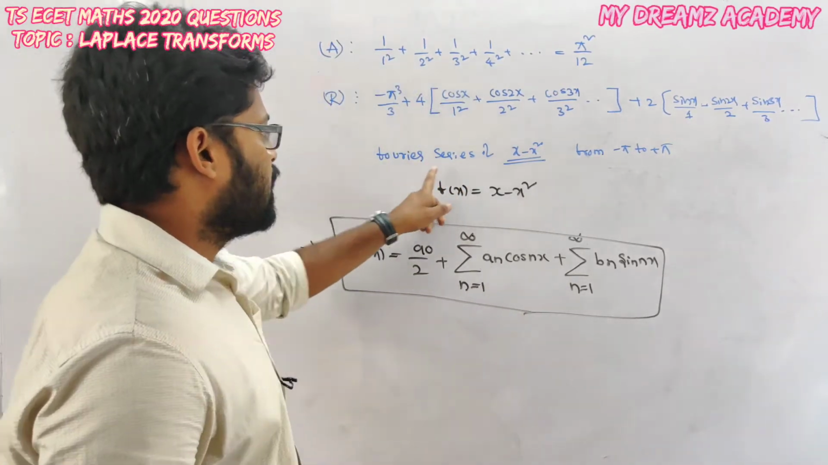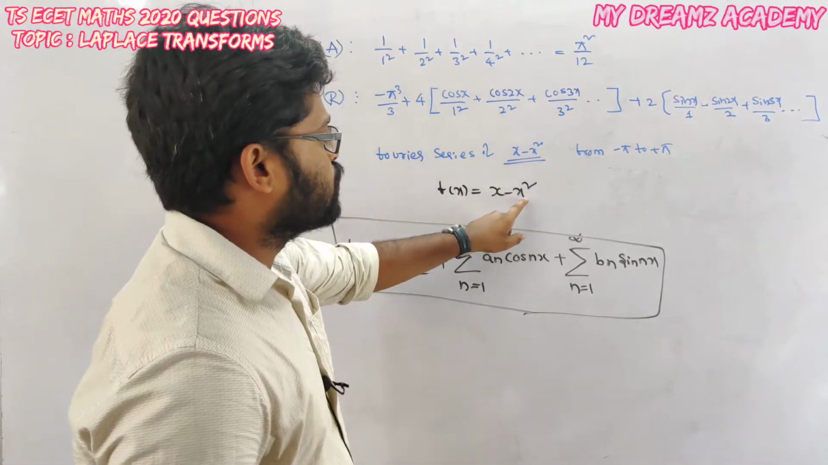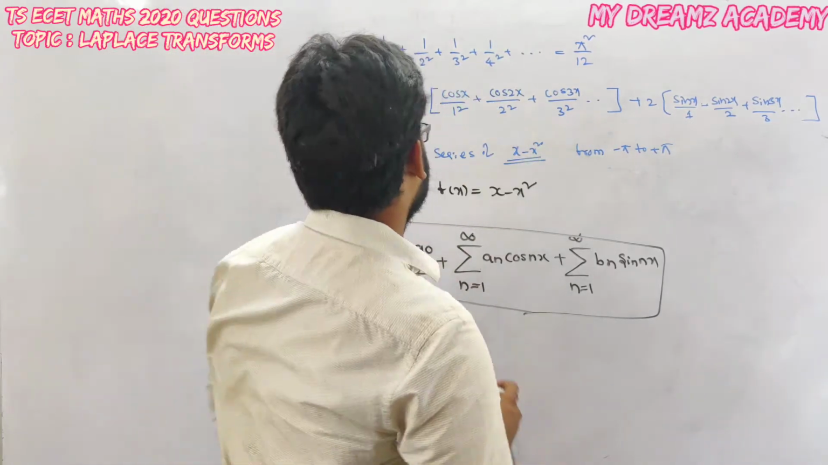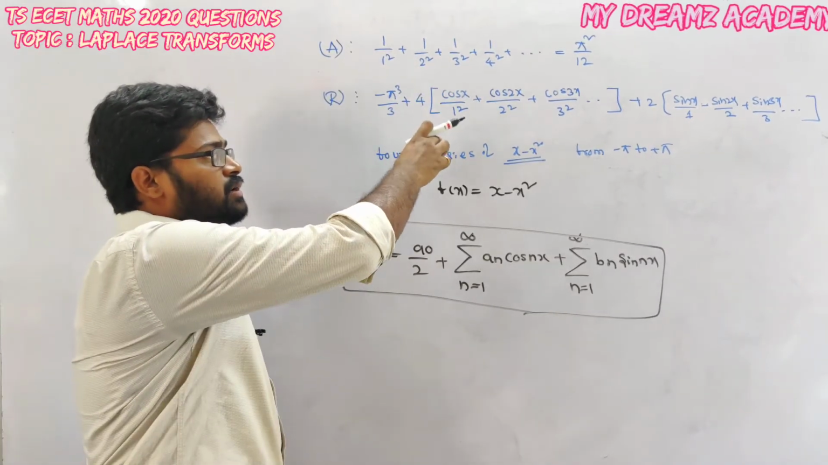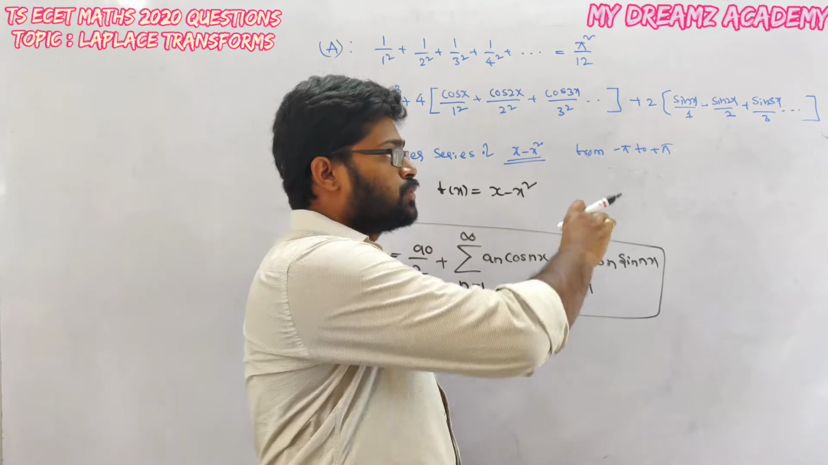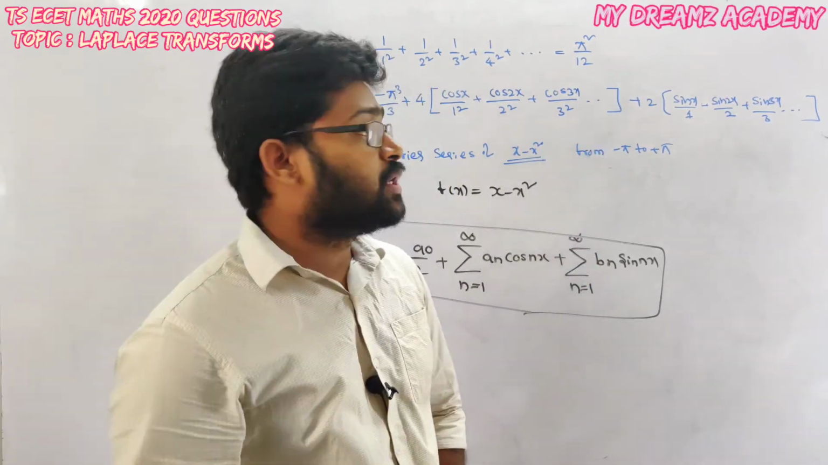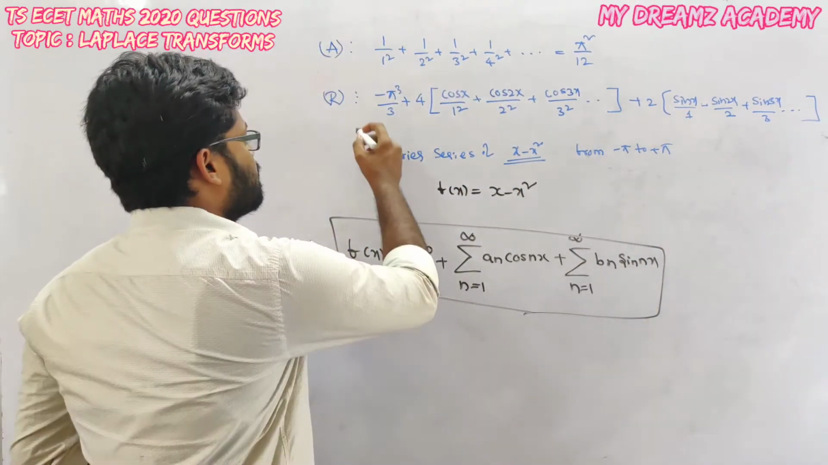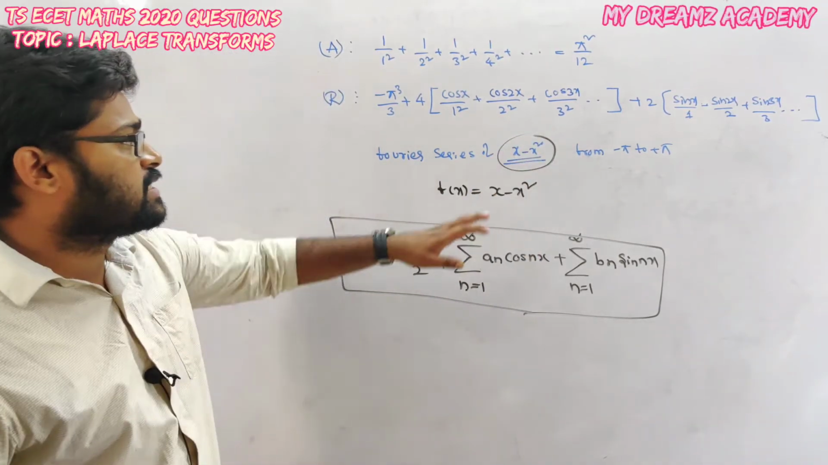In the class we have discussed the function f(x) = x − x², which gives this function: −π³/3 + 4 into (cos x/1² − cos 2x/2² + cos 3x/3² and so on), plus 2 into (sin x/1 − sin 2x/2 + sin 3x/3). This is the Fourier series of this function.